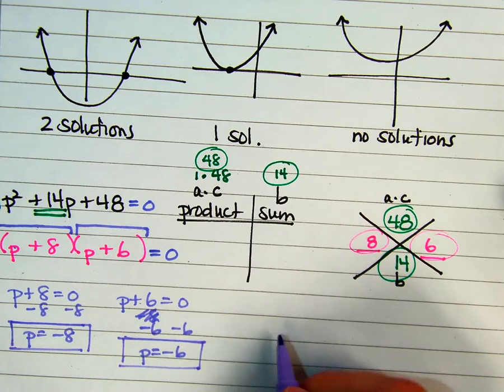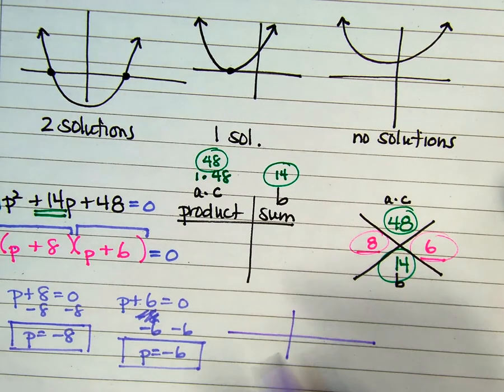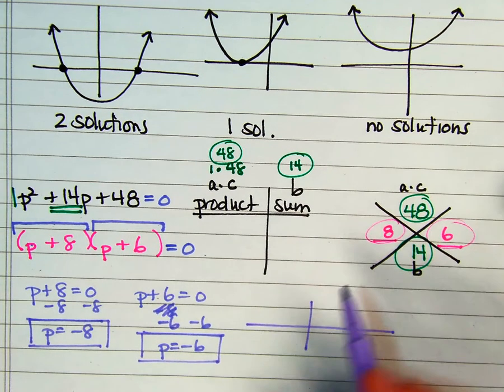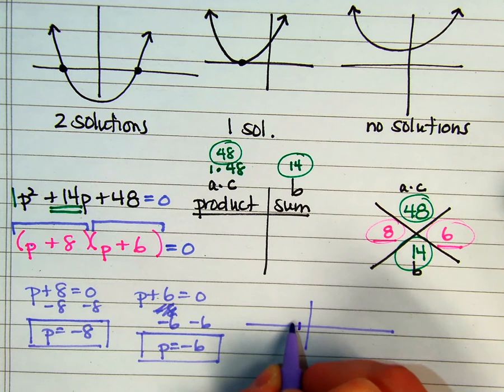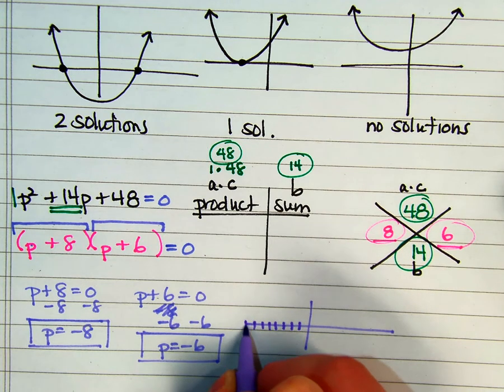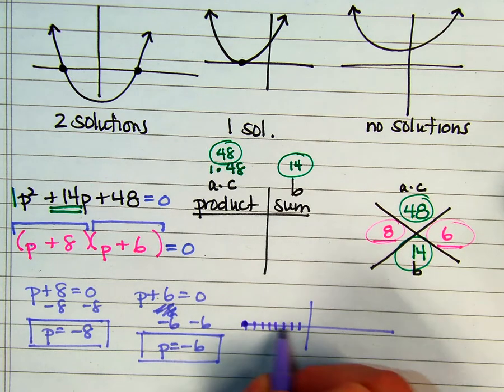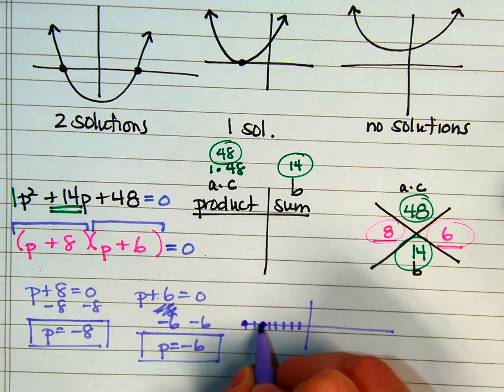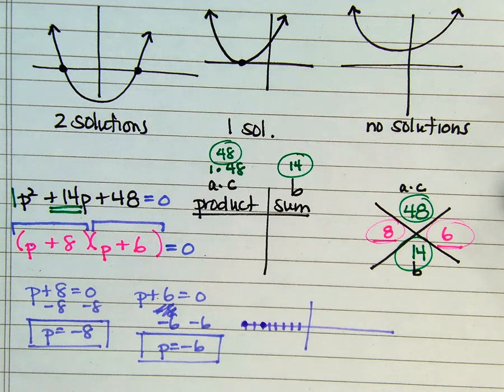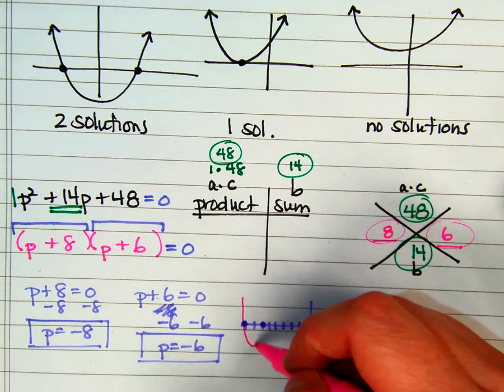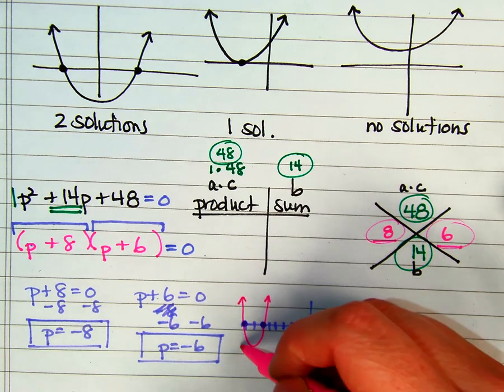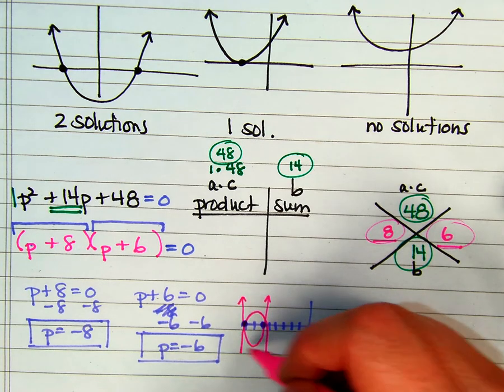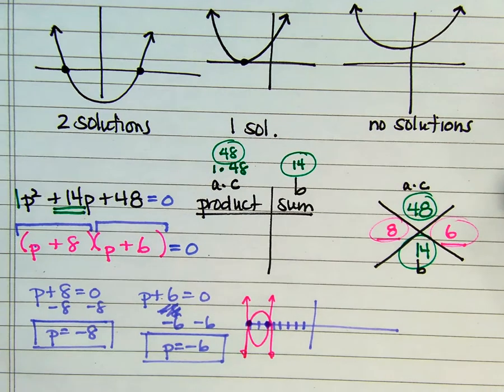So that means in the whole scheme of things, I'm not going to talk about opening up or down, but my parabola would cross at negative 8 and would cross at negative 6 as well. We will talk about how to determine whether it opens up or opens down when we get into the quadratic unit.